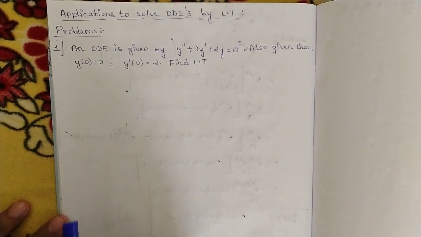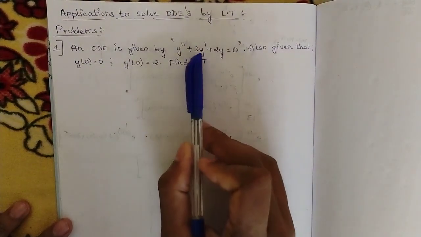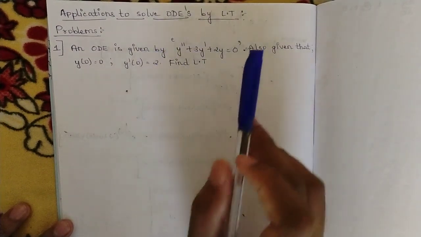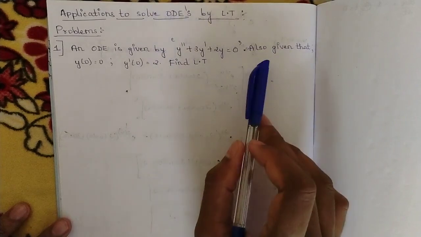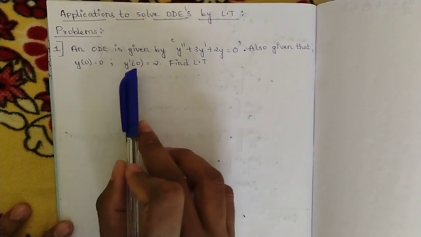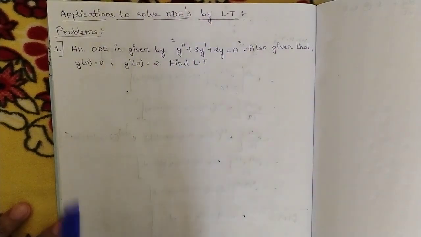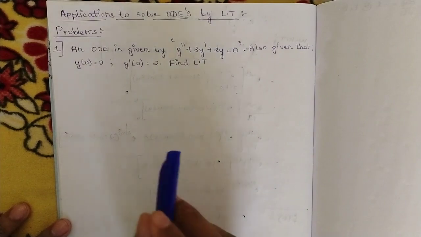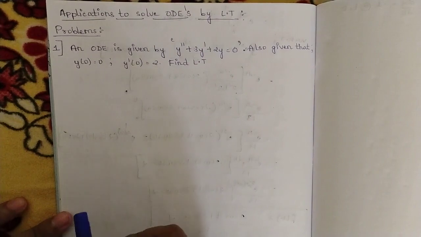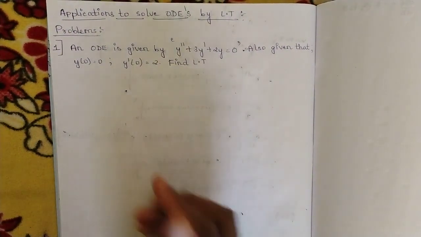This is the question. An ODE is given by y double dash plus 3y dash plus 2y is equal to 0. This is one ordinary differential equation which they have given. Also, they have given that y of 0 is equal to 0, y dash of 0 is 2. Using these data, you should find the inverse Laplace transform by using any LT as well as ILT. It is left to you. Let us try to solve now.